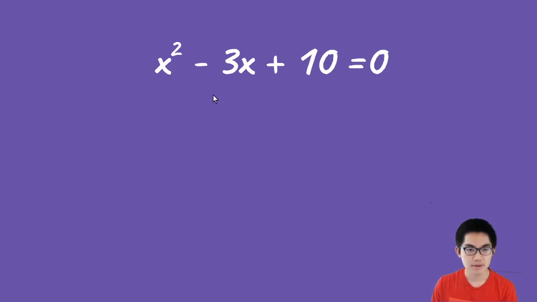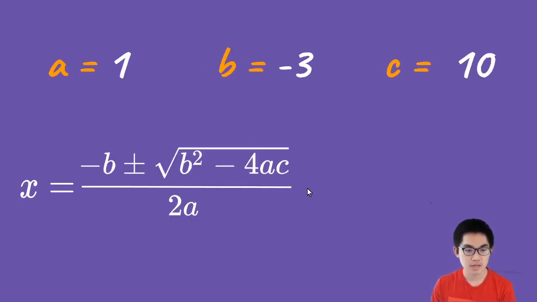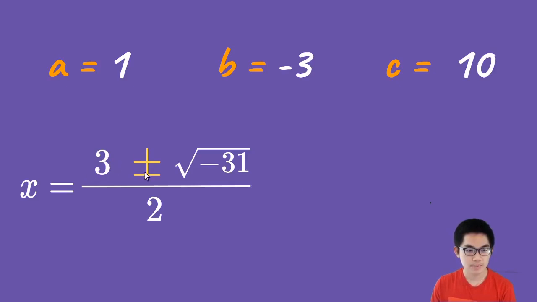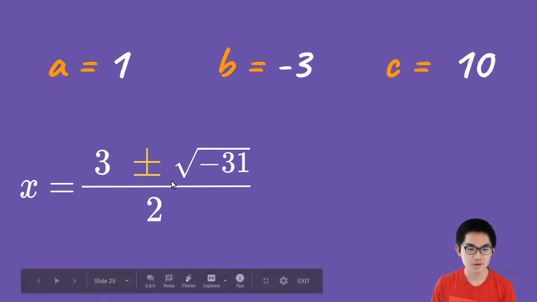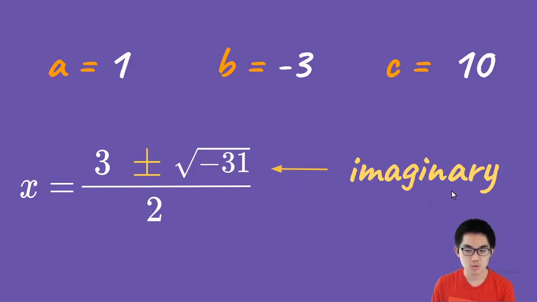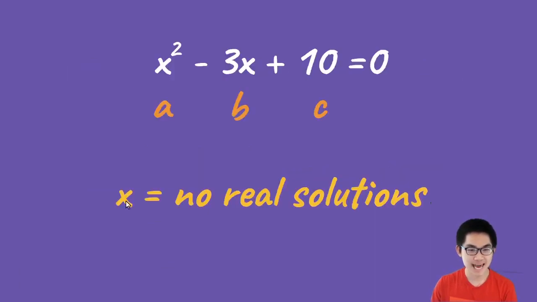How about x squared minus 3x plus 10 is equal to 0? Well, you do the same thing. So this is a, b, and c. And if you put it into the equation, you should have something like 3 plus or minus the square root of negative 31 over 2. So notice how you are taking the square root of a negative number. Well, technically, this will give you an imaginary solution, which means that it doesn't exist in the real number world. Okay, so this means that x has no real solutions.